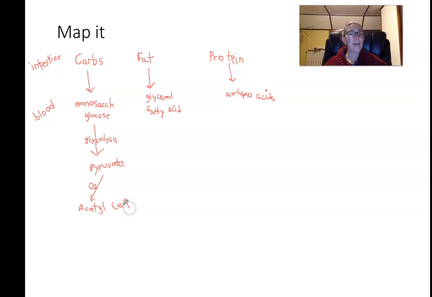And acetyl-CoA can be converted into fatty acids if you have a lot of it. If you have more than you need, you can convert it into fatty acids. Fatty acids can also be converted into acetyl-CoA. So this is sort of a two-way street. This is a reversible reaction here. Acetyl-CoA can get fed into the citric acid cycle.